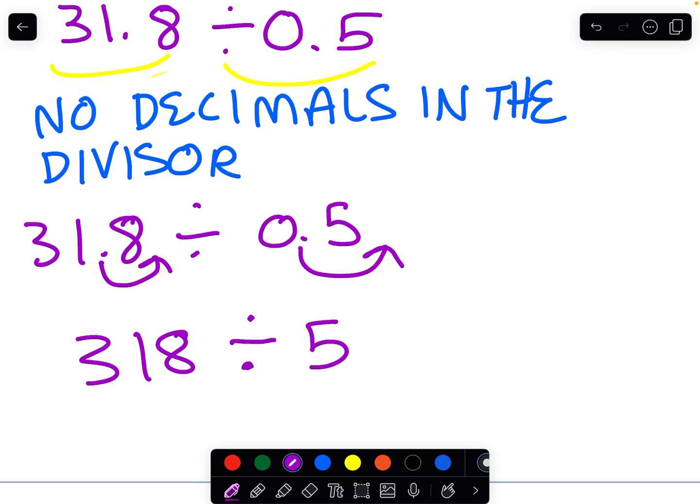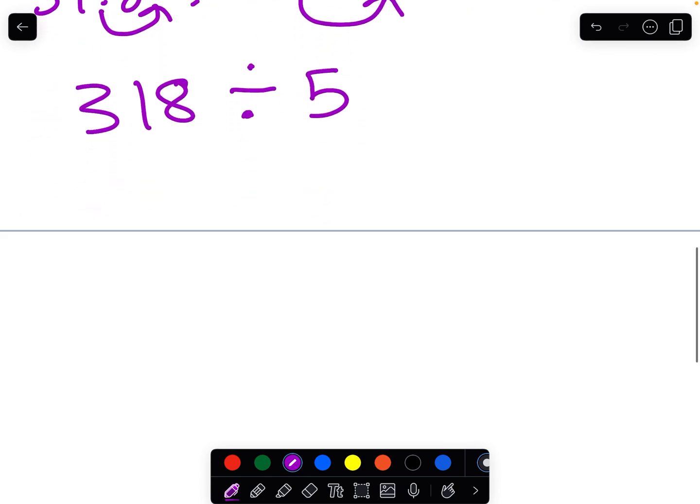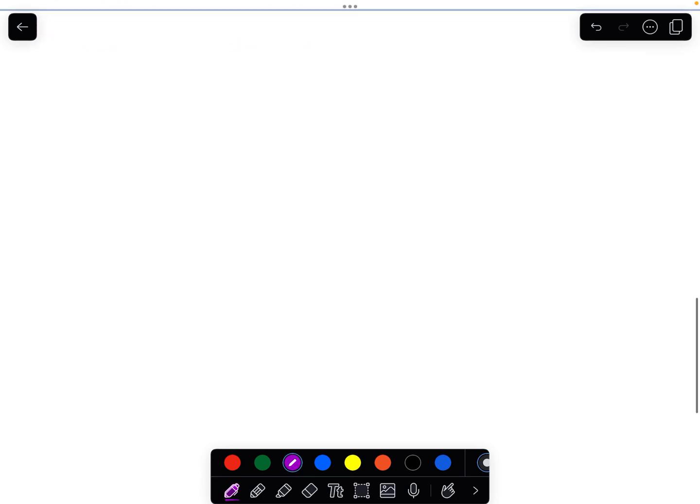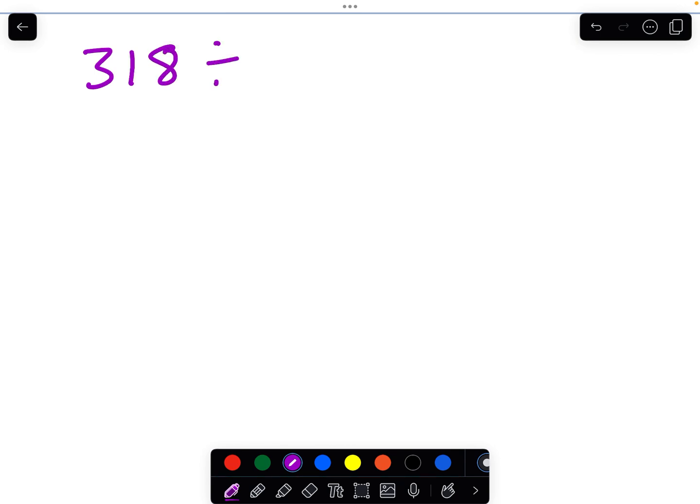And now I can answer my question using partial quotients. Let's do it. Don't like that line on this page, 318 divided by 5. Let's get to it. And let's say again, I want to round to the nearest hundredth.